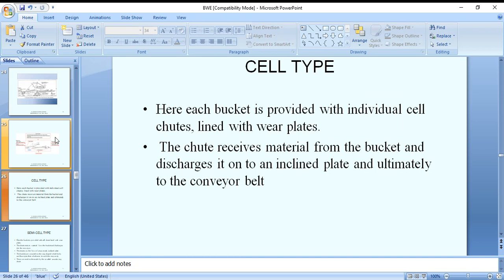The cell type mechanism: a bucket wheel with cell type buckets. Each bucket is provided with individual cell chutes with wear plates. The chute receives the material from the bucket and discharges it onto the inclined plate and ultimately the conveyor belt. So this is the cell type. Each bucket has its own chute, and afterwards each chute will discharge onto the common conveyor belt.